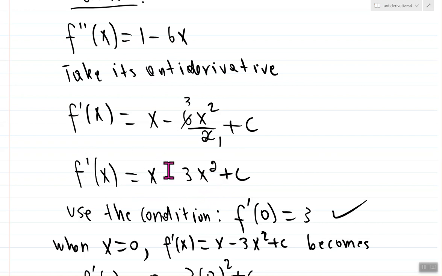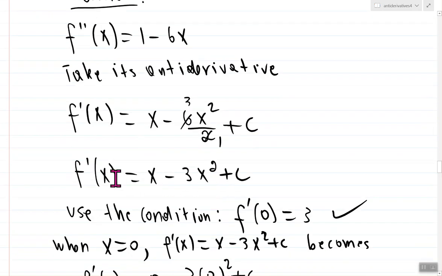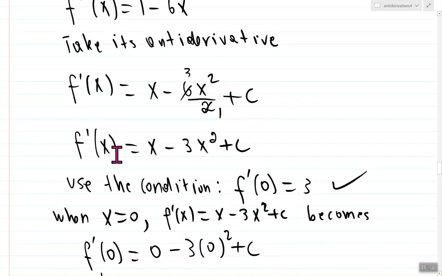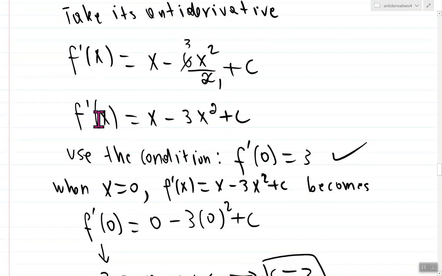So now that we reach here, we go back to the original problem. There is a condition imposed on the first derivative. It says when you have the first derivative function, if you plug in 0 for that function, you're going to get a 3. So since we have the first derivative function, f prime of x equals x minus 3x squared plus c, we're going to use that condition f prime of 0 equals 3 in f prime of x. What does it mean? It means when x is 0, f prime of x equals 3.